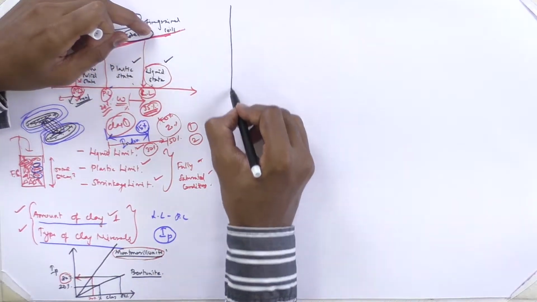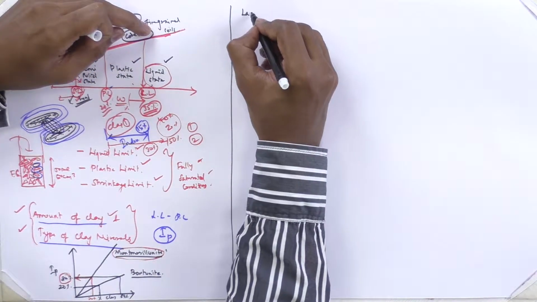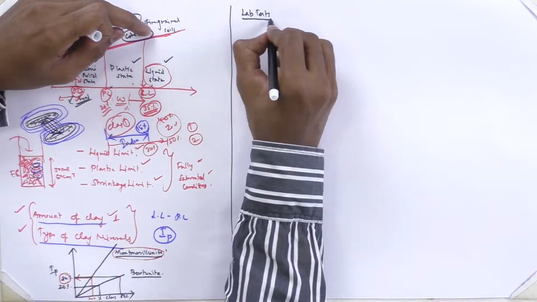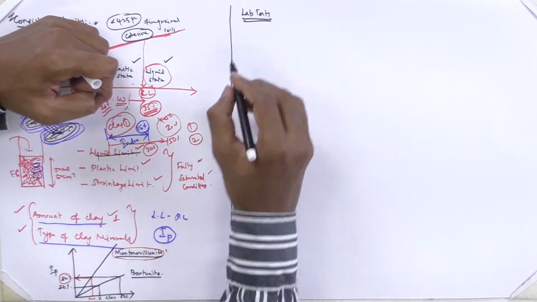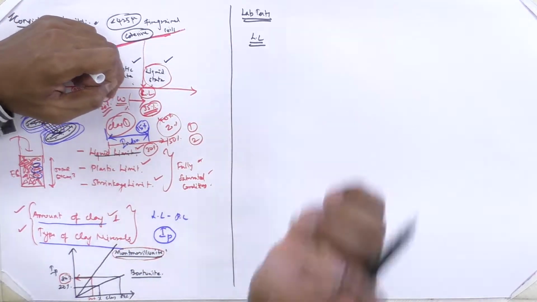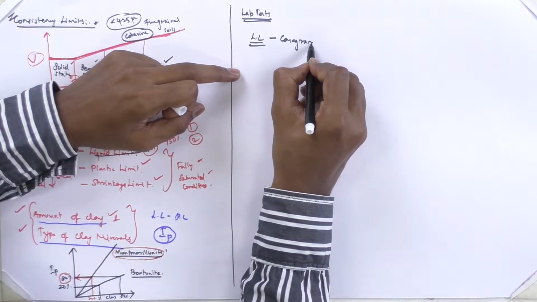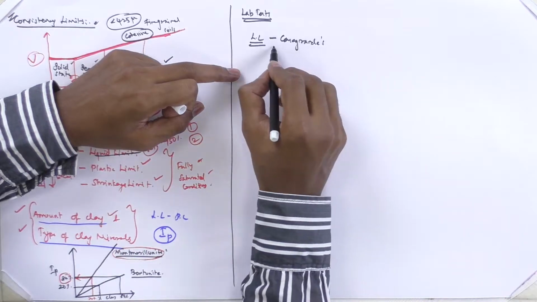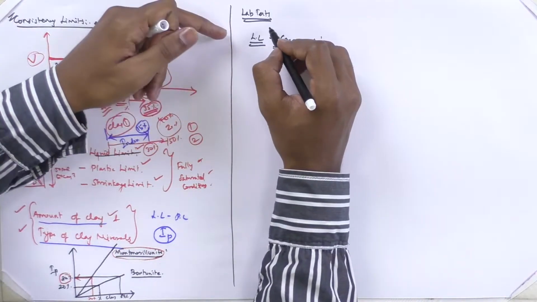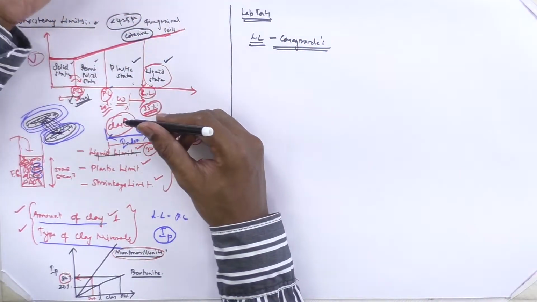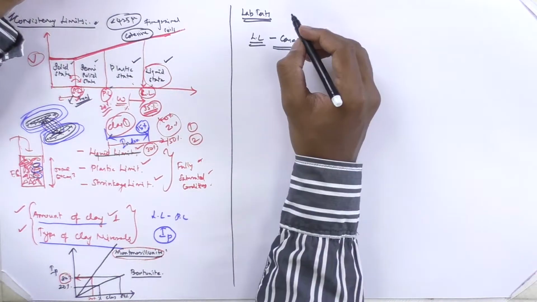Now we will be discussing the lab test. How to find the liquid limit? It is described by Casagrande.